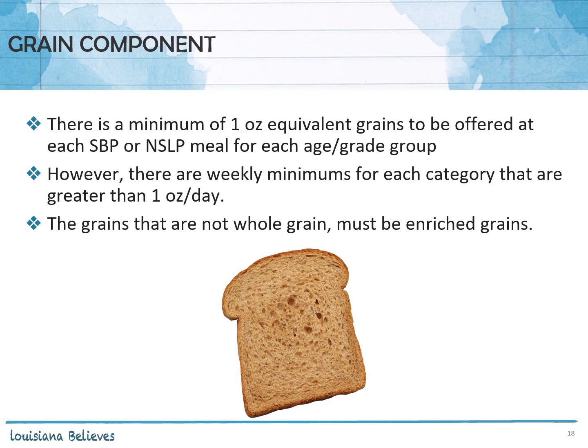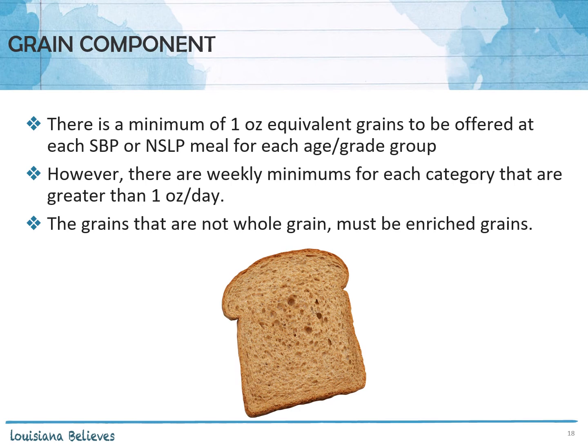For grades K to 12, at least half of the grains offered over the week must be whole grain rich. The remaining 50% of grains must be enriched and measured in ounce equivalencies using weights and/or volumes found in Exhibit A of the Food Buying Guide.